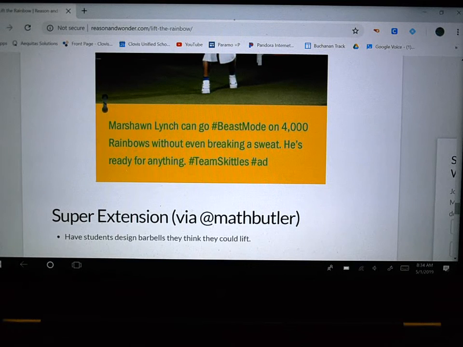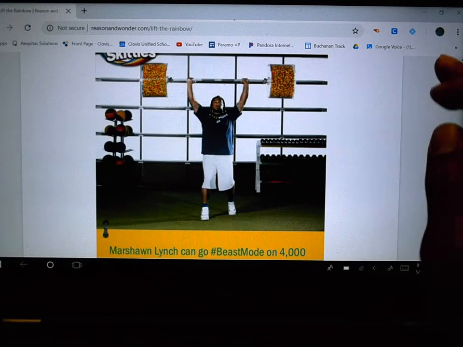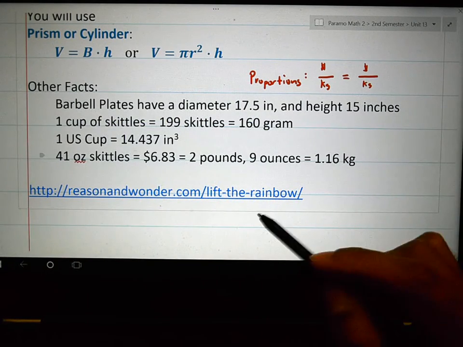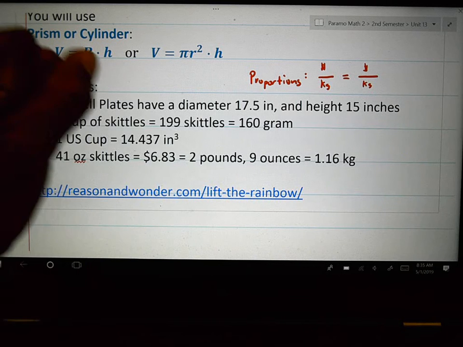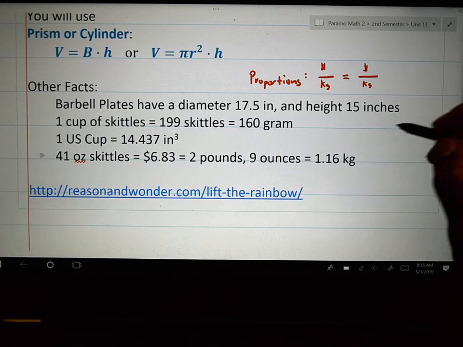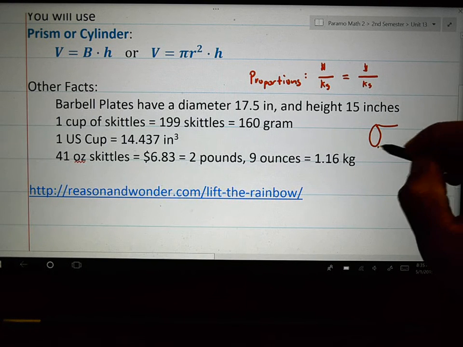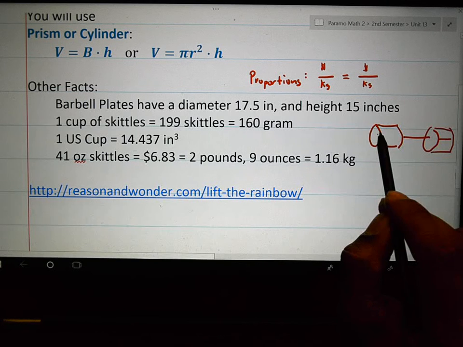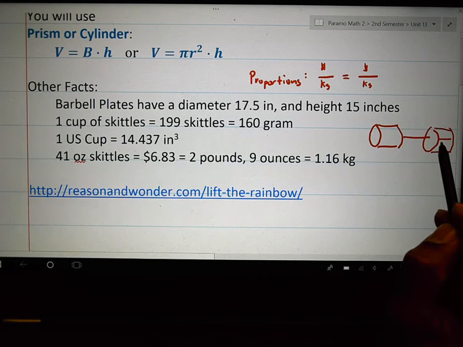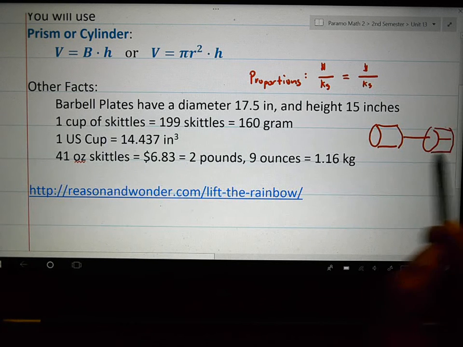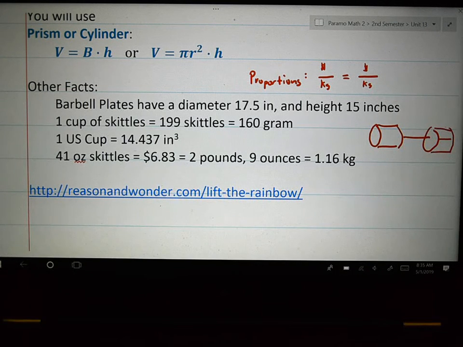I am hoping that I gave you every single thing that you needed right here. This is all the information you should need to estimate the volume of the plates. And remember, there's not just 1 cylinder. There are 2 cylinders. So if you do pi r squared times h, don't forget you have another one that you're also filling on the other side. So think of it as 2 pi r squared times h as you're figuring out how many Skittles would be in there.